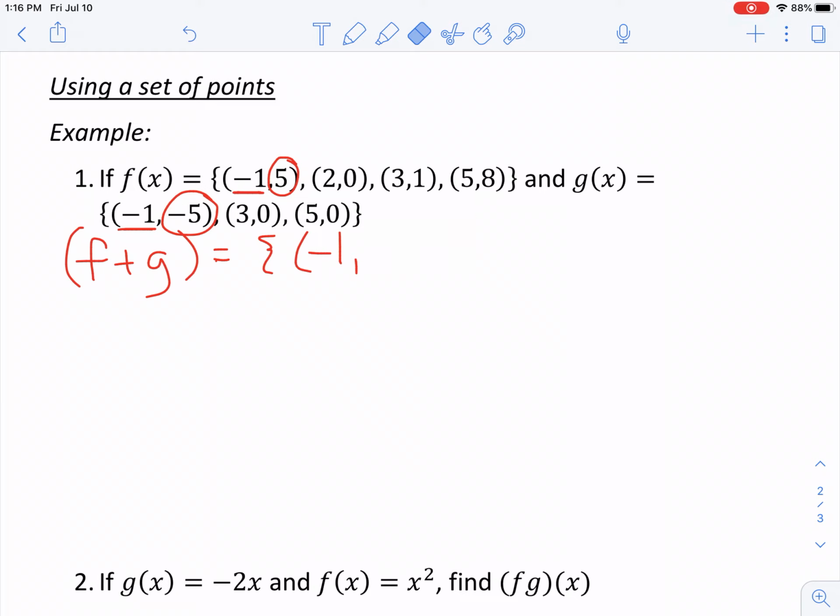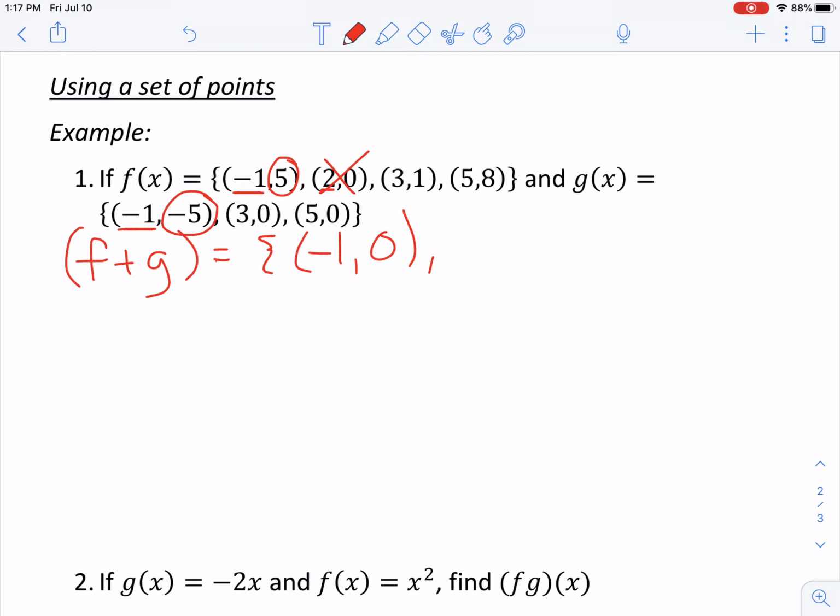So (-1, 0) is my first point on the graph f plus g. Now I look at a value of x of 2. f at 2 has a y value, or f at x value, of 0. So f at 2 is 0. But unfortunately, if you look through g, there are no points that have an x coordinate of 2. So that one I cannot add. So there has to be that overlap in the domain. It has to have the same x value in order to add, subtract, multiply the y value.